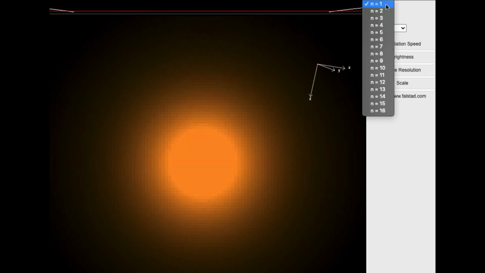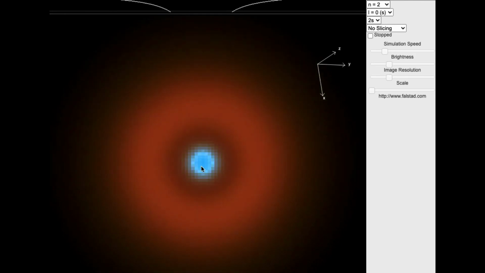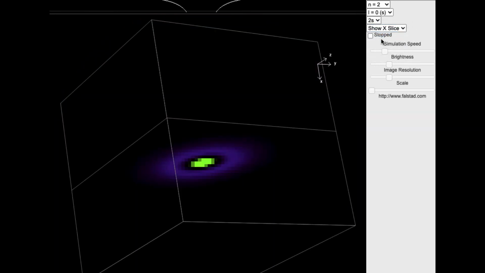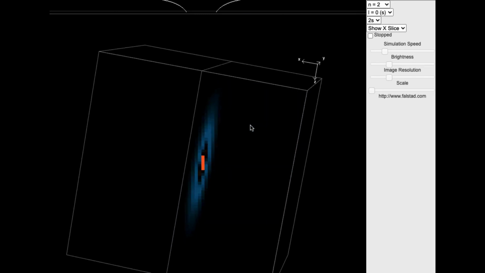So let's take a look at some others here. I can select the n equals 2 state, and again, the n equals 2 state is also a sphere. I'm spinning it around and it looks the same no matter how I look at it. But the n equals 2, the 2s, is interesting. It looks like it's got sort of a layered structure to it. And so what I'm going to do is slice this orbital right through the middle so that we can look at a slice.